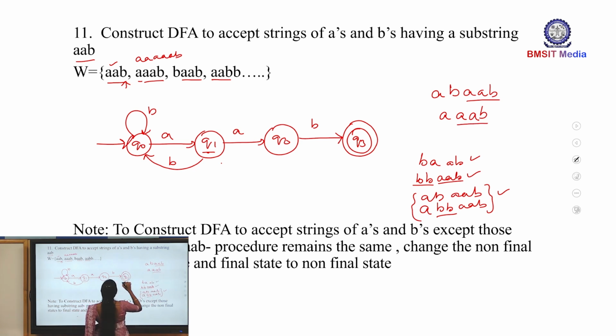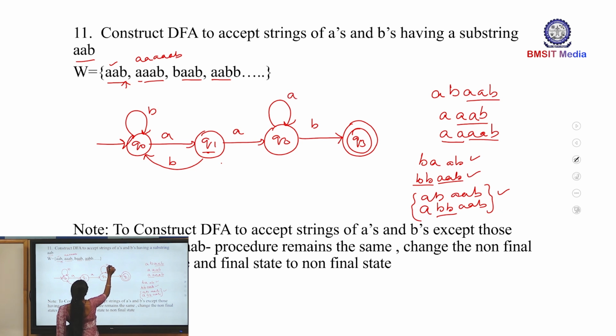Similarly, what happens if I see 4 A's and a B? This should also be accepted. So any number of A's followed by AAB should be accepted. So what's the possibility here? I can have a loop here which accepts A. So this condition is satisfied here. You can see A followed by A and then any number of A's and B. That satisfies the condition given here. So this string is accepted.